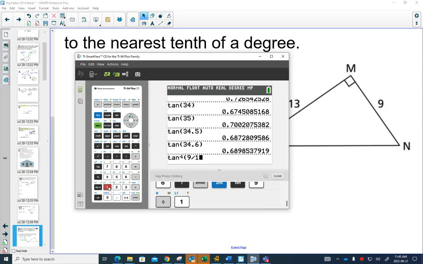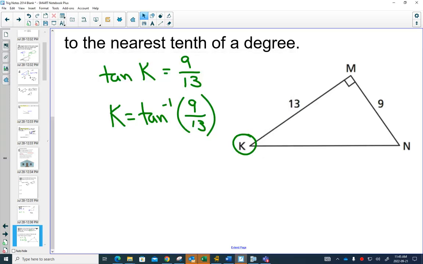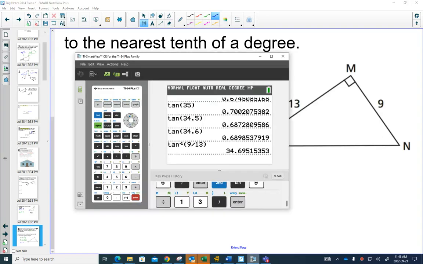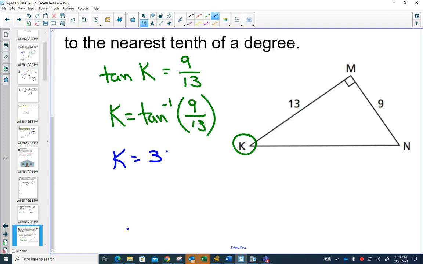Then I can go 9 divided by 13. And how close were we at 34.6? The actual answer is 34.6951553. That's the angle K, and it says to the nearest tenth, so if I round to 1 decimal, it would be 34.7 degrees. Pretty cool that your calculator has that built in. That's way better than guessing and checking.